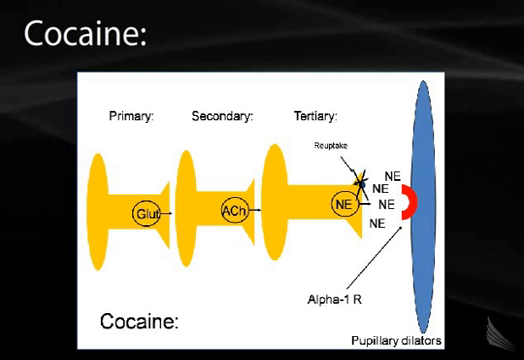If one were to apply cocaine via eye drops to this system, what might happen? Well, cocaine added to the system will block the reuptake system for norepinephrine. That will increase the amount of norepinephrine at the synaptic cleft, and that will cause pupillary dilation.